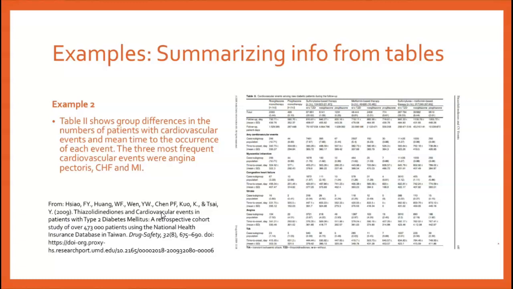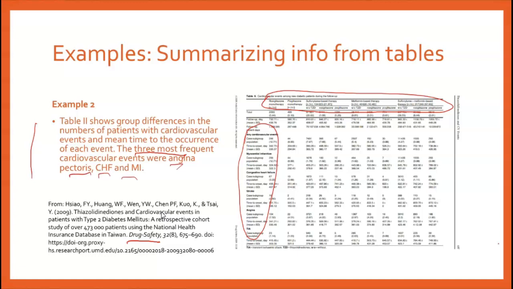Another example here, this comes from our drug safety study that we are using over and over again. Table 2 shows group differences in the numbers of patients with cardiovascular events and mean time to the occurrence of each event. The 3 most frequent cardiovascular events were angina pectoris, CHF, and MI. So you see right here, up here you have all the different drugs that they're testing. Here are the different cardiovascular events. Are they writing about all of these? No. They're just saying the 3 most frequent cardiovascular events were these 3.